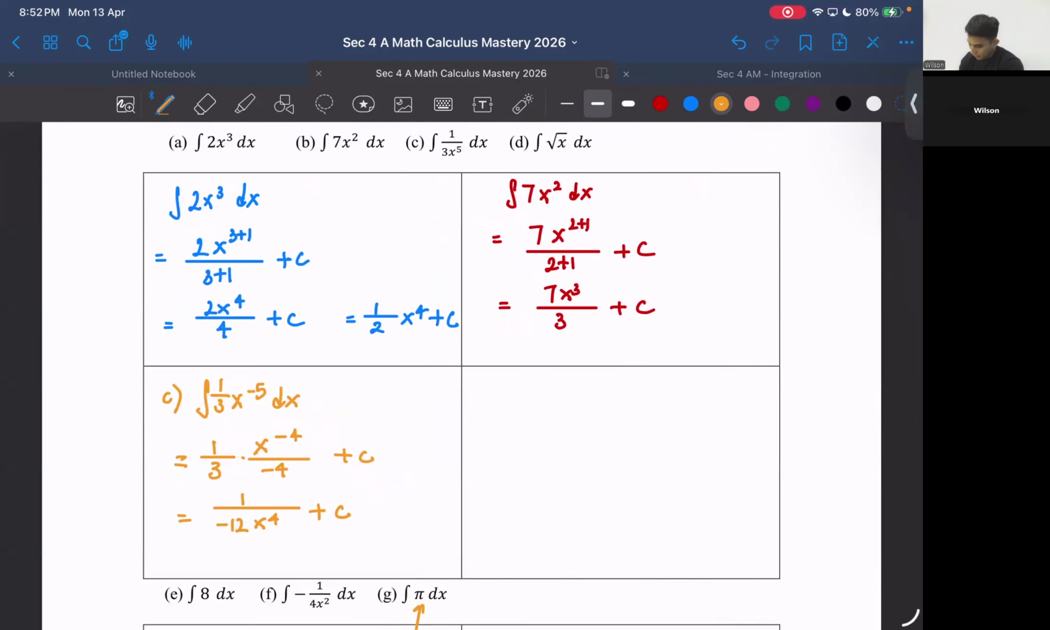Okay, now the final one. Let's see question D over here. I want to integrate square root of x. Angeline, what do I have for this one? x to the power of half with respect to dx. So if I integrate this, this one will be x to the power of? Yes, 3 over 2, divided by the new power, which is 3 over 2, plus c. So this one will be 2 over 3 x to the power of 3 over 2 plus c over here.